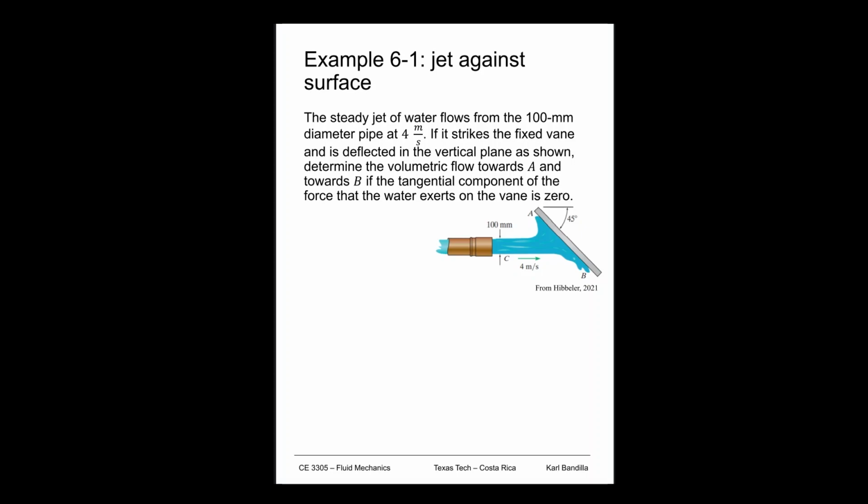This is example 6-1, a jet against a surface. So we can see we have a hose here or something that's emitting a jet of water against this inclined surface over here. So part of the water is going to go up, part of the water is going to go down. We're going to assume that none of the water goes side to side, so inside or out of the page, just so we can actually make our calculations.